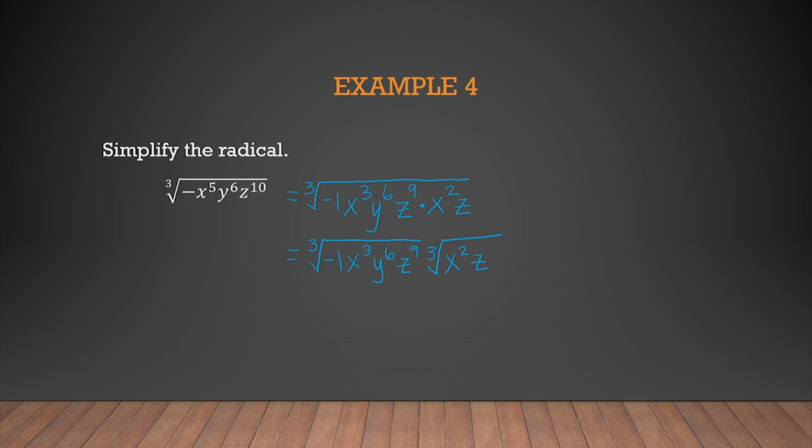Now, the first cube root simplifies completely. I get negative 1 times x y squared z to the 3rd, again dividing each exponent by 3. And then I multiply by the cube root of x squared z, which does not simplify.